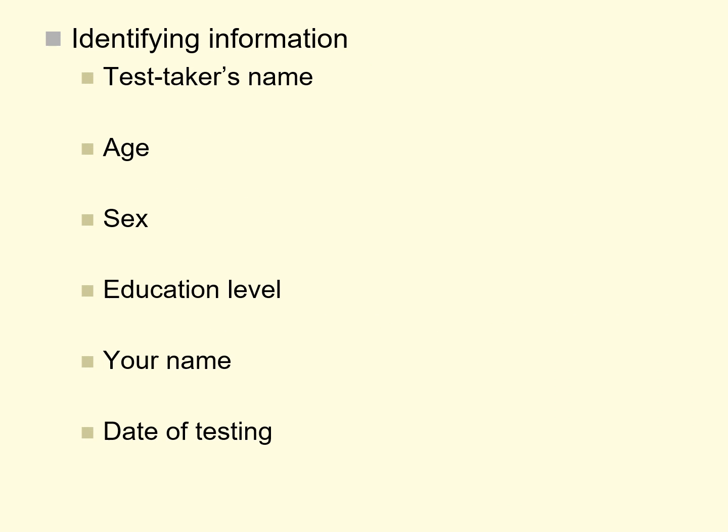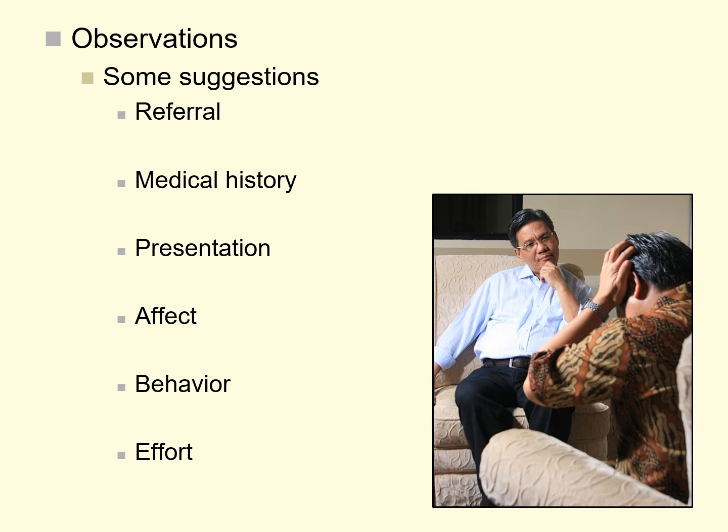So what sort of identifying information? Well, you can record the test taker's name, age, sex or gender, education level, your name, and the date of testing. What types of observations? Well, make some suggestions here. Things like, what's the referral question? What do we know about the medical history of this person? What do we know about their presentation? What can we observe about their presentation?